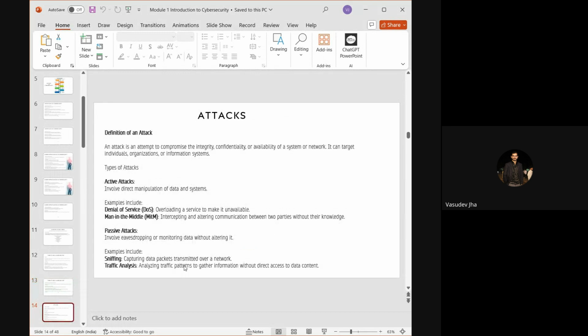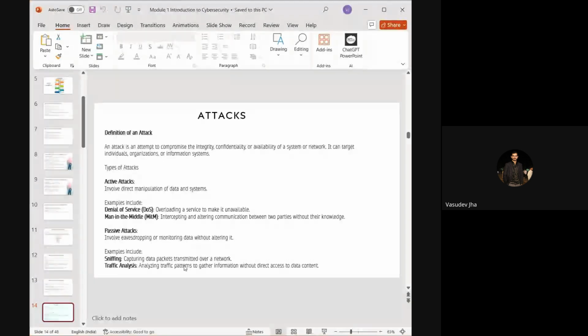Now we are talking about attack, but we need to understand what an attack is. An attack is an attempt to compromise the integrity, confidentiality, or availability of a system. It can target an individual, organization, or information system. Basically, if any person or group is breaking your CIA triad, that comes under attack.